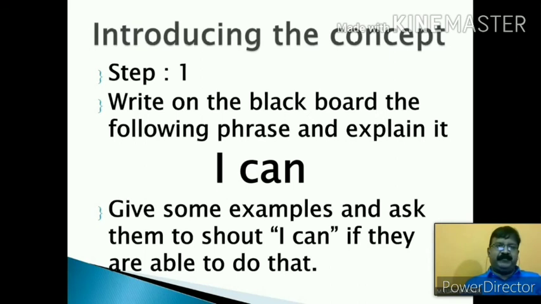In 3 simple steps. First one, while introducing the concept, you have to write the phrase I can on the blackboard. This allows the children to visualize what they are going to learn. Allow the children to say it again and again.